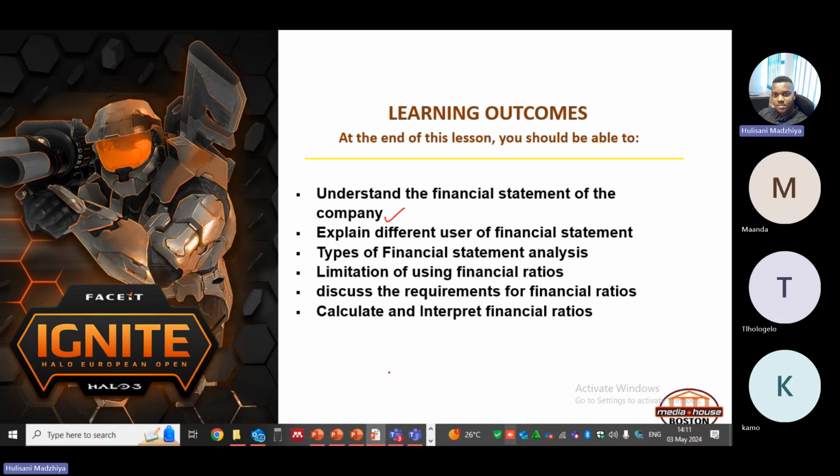The learning outcomes for today's lesson are that you need to understand financial statements. Explain the different uses of financial statements, the types of financial statement analysis that can be performed, and the limitations of using financial ratios as a measure of analyzing financial statements. Discuss the requirements for financial ratios, and lastly, calculate and interpret financial ratios.